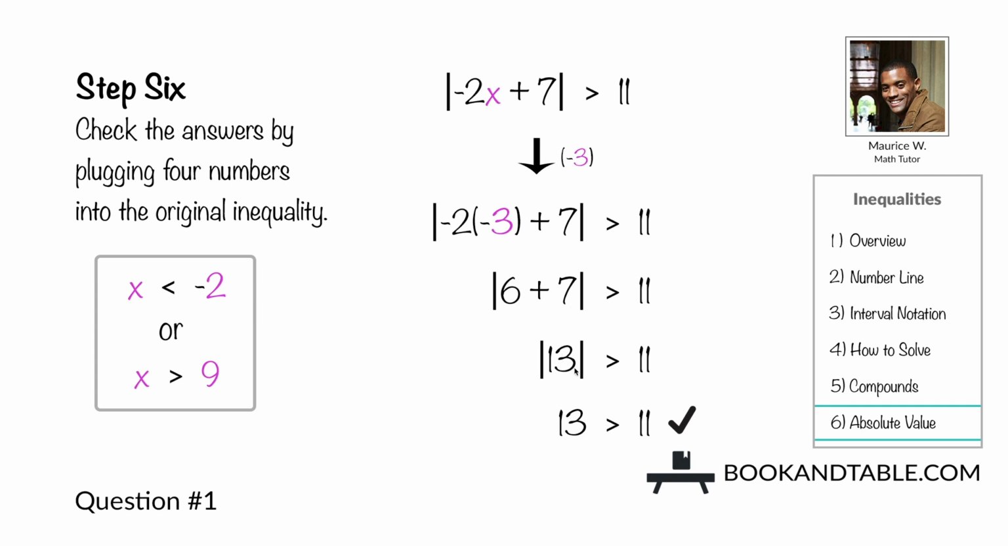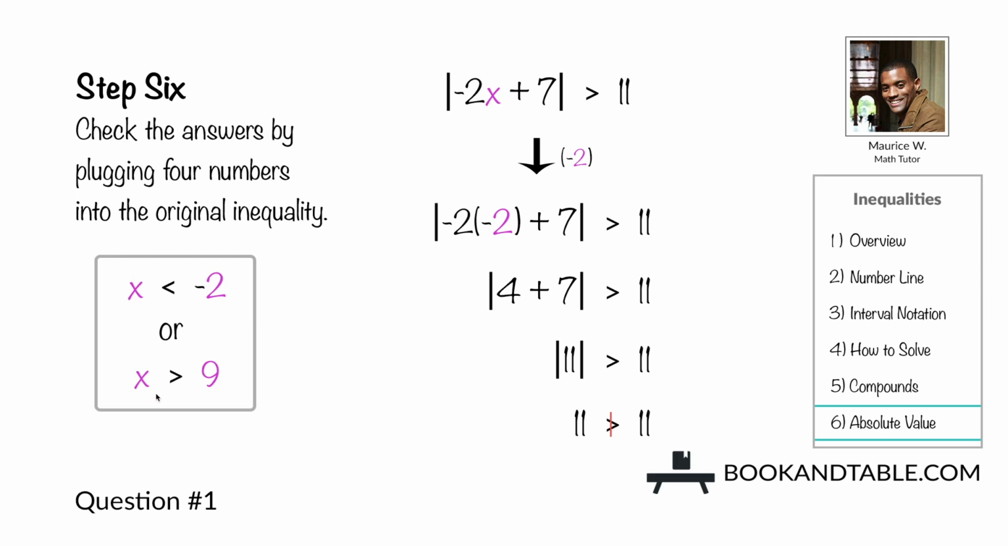6 plus 7 is 13, and the absolute value of 13 is 13, giving us the true statement, 13 is greater than 11. And now we plug in -2 for x, giving us -2 times -2, which is 4. 4 plus 7 is 11. And the absolute value of 11 is 11, giving us the false statement, 11 is greater than 11. So by plugging in -3 and -2, we see that this interval is correct.